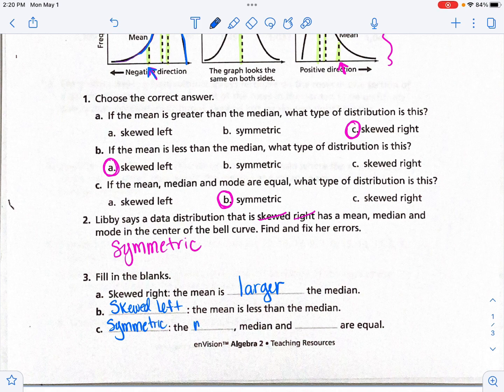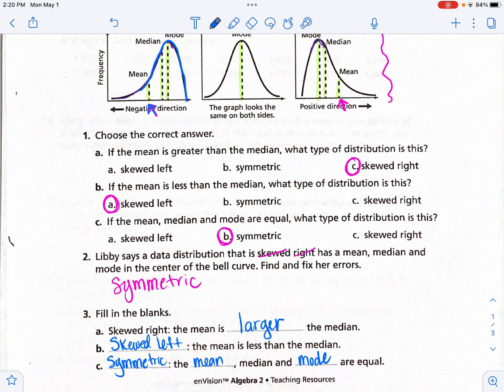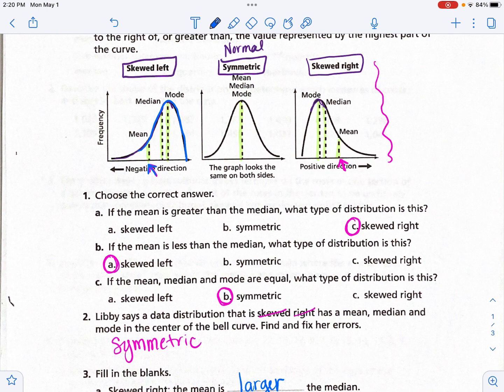The mean, median, and mode are all equal. Okay, so this is a really important page. So make sure you have all of that and understanding where the mean is smaller, larger, and where they're all the same.